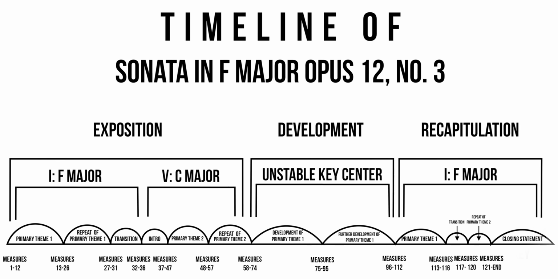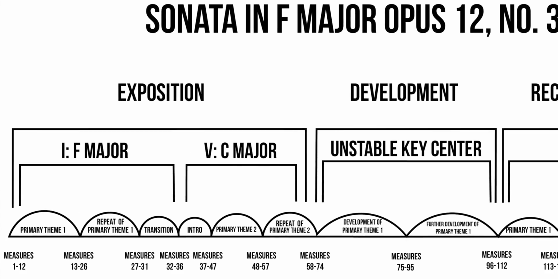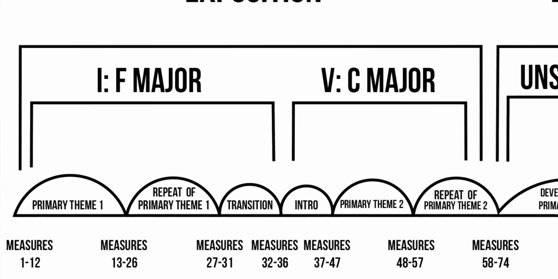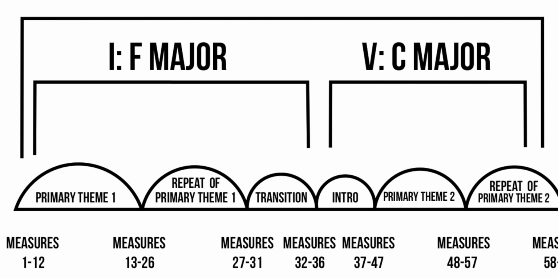Let's go ahead and look at the very beginning of the Clementi Sonata I talked about earlier. As stated in the title, we begin the first measure in F major, with the principal themes in measure 1 through 11. It sounds like this.